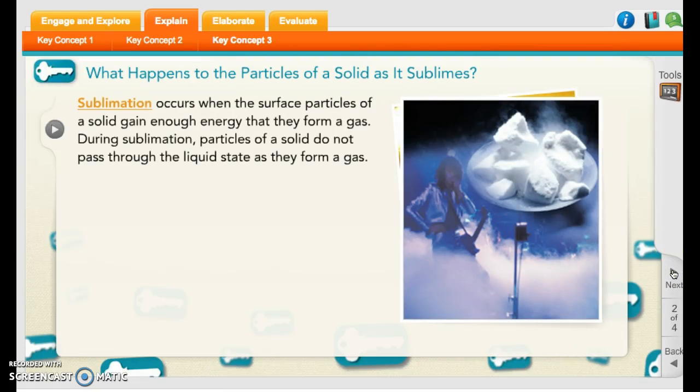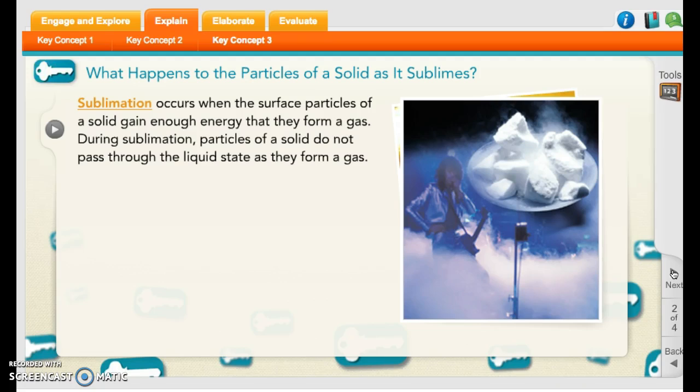There's another special case called sublimation. I just like it because the word sublime sounds really cool. This happens when you take a solid whose freezing point is so low that you bring it into an area where it's past its boiling point or its vaporization temperature, and the solid goes directly to a gas.